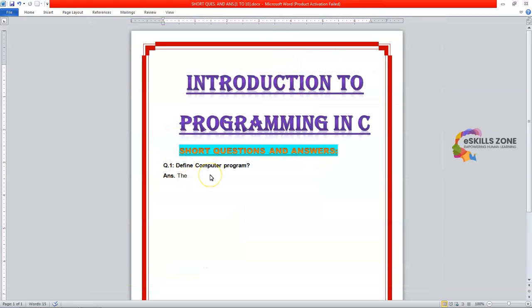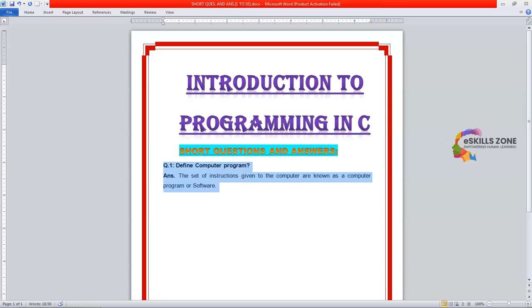In this video we will discuss short question answers of chapter Introduction to Programming in C language. So let's start with question number 1. The question is, define computer program. The answer is, a set of instructions given to the computer is known as a computer program or software.